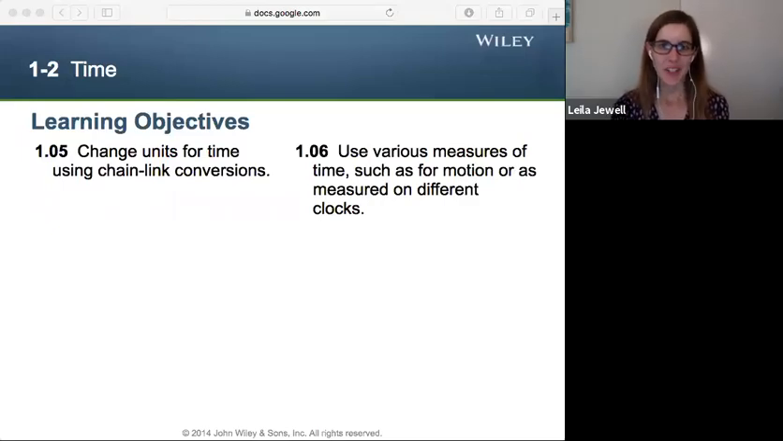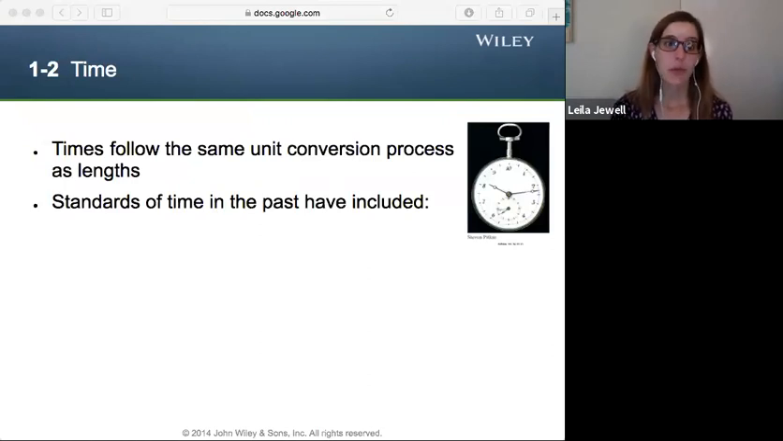Okay, it is about time for us to move on to our next section, section 1.2, which is looking at time. So let's take a look. Times will follow the same unit conversion process that we saw with lengths, where they're algebraic quantities that can cancel out. That's very convenient.